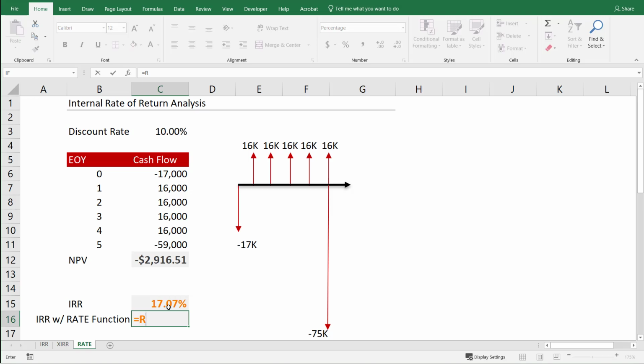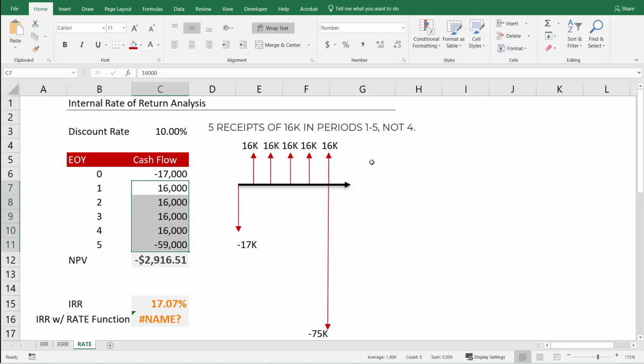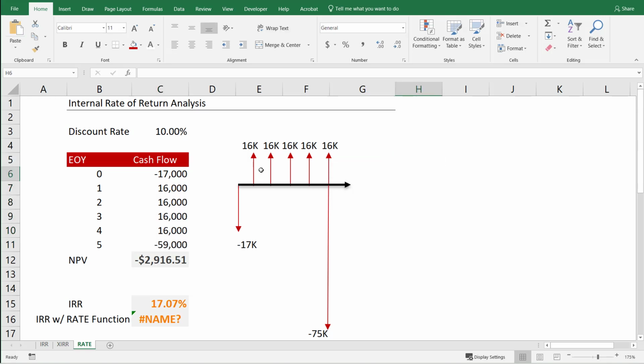If we wanted to use the rate function, the rate function has to have uniform payments throughout the horizon. And so before I do that, I want you to recognize that as I drew this cash flow to make it uniform, I said that I'm going to get 16,000 in each of the 5 periods. And so I can write this as minus 17,000, a uniform series of 16, and then a cash flow of 75. But when I add a minus 75 plus 16, I get the negative 59 that I'm seeing here.